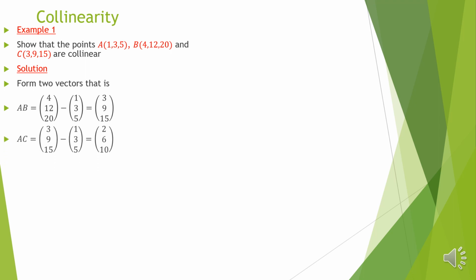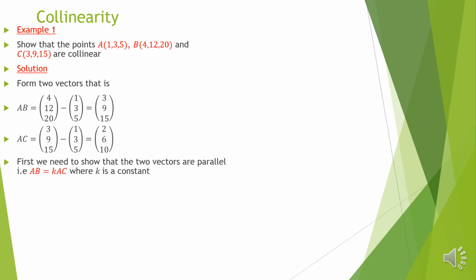Then I'll form the second vector, which is AC. The same way, it will be C minus A. That is 3, 9, 15 minus 1, 3, 5. And subtracting this one again, I obtained 2, 6, 10 as a column vector.